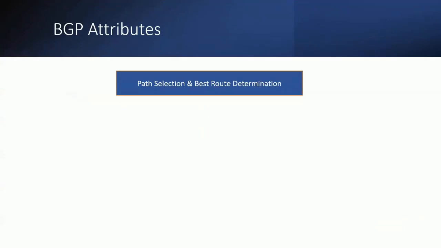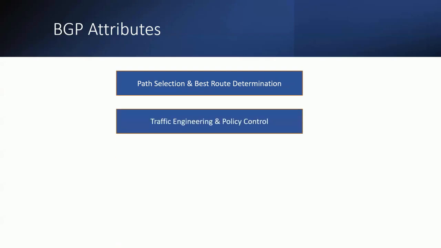The first key reason to use this is path selection and best route determination. BGP may receive multiple routes to the same destination. So attributes can help to determine the best path. Second is traffic engineering and policy control. So organizations can manipulate attributes like MED, local preference, and AS path prepend to control inbound connections to the autonomous system or outgoing connections from the autonomous system.